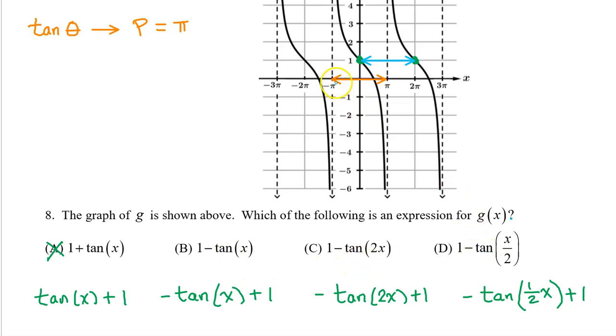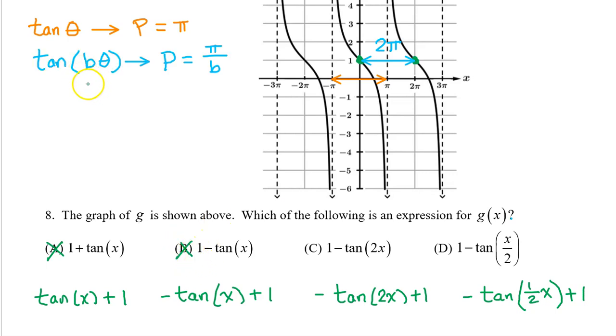The period can be measured from asymptote to asymptote or from point of inflection to point of inflection. This graph has a point of inflection at 0 and another one at 2 pi, so the period is 2 pi. The parent function tangent theta has a period of pi. So if A is the answer, the period should have been pi. But it's 2 pi, so A cannot be the answer.